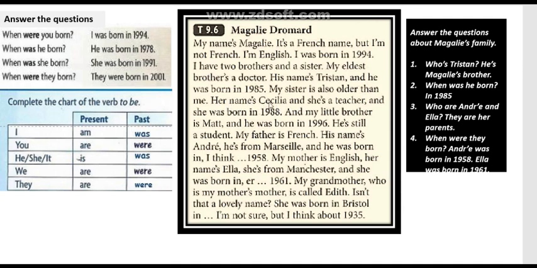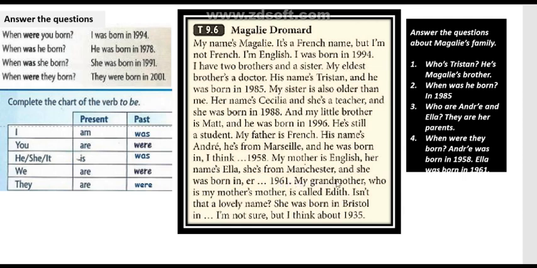Her name's Cecilia, and she's a teacher, and she was born in 1988. And my little brother is Matt, and he was born in 1996. He's still a student. My father is a chef. His name's Andre. He's from Marseille, and he was born in, I think, 1958. My mother is English. Her name's Ella. She's from Manchester, and she was born in 1961.